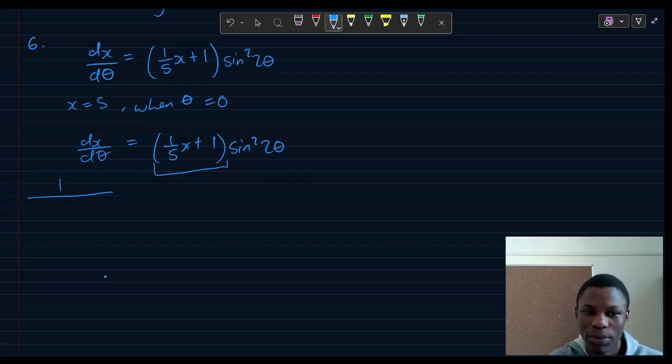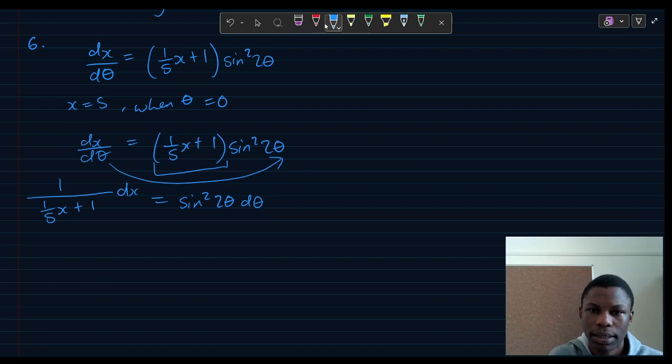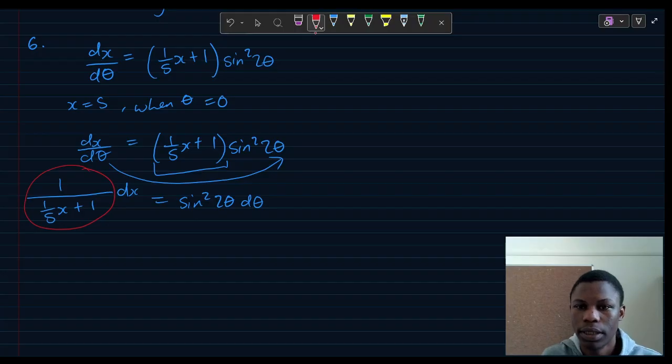So we now end up with 1 over 5x plus 1. And I want to keep the dx. The d theta, I'm going to move it this side. So on the right-hand side, I end up with sine squared 2 theta d theta. Okay. And I don't like the way this looks. So I want us to just rewrite that. Let's play around with it a bit. Let's put our denominator over a common denominator, right?